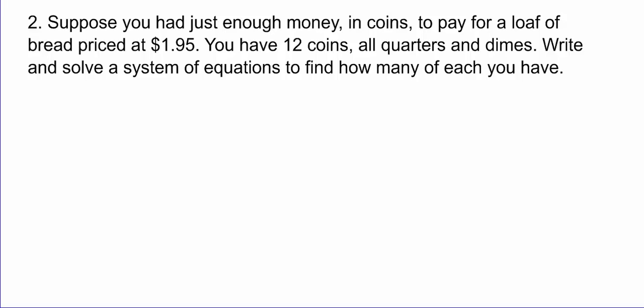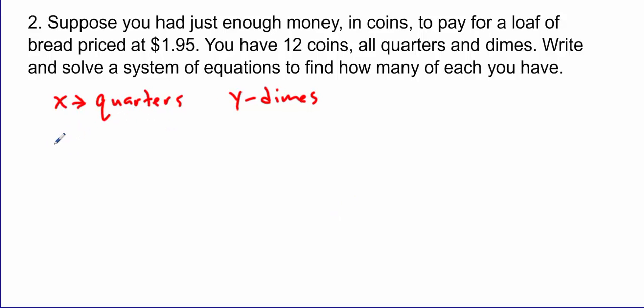Suppose you had just enough money in coins to pay for a loaf of bread that's $1.95. We have 12 coins. They're only dimes and quarters. All right, so I'm going to change methods on this one, and we're still going to start by defining variables, but I'm going to switch from using elimination. I'll use substitution on this one, and we'll see why I might choose that as we set it up. That's how I'm deciding to define these.